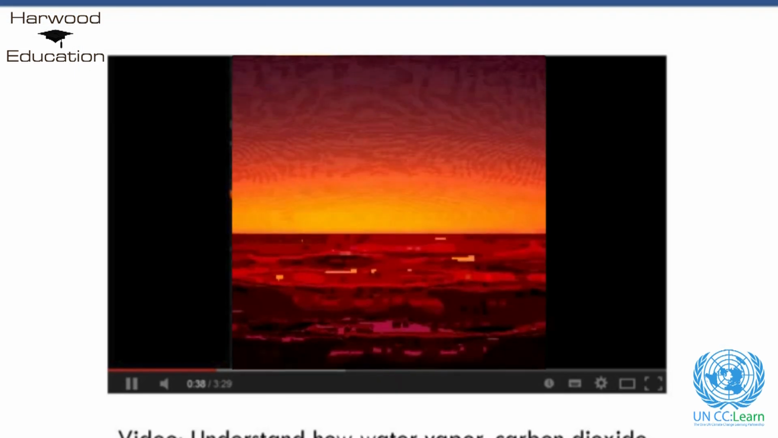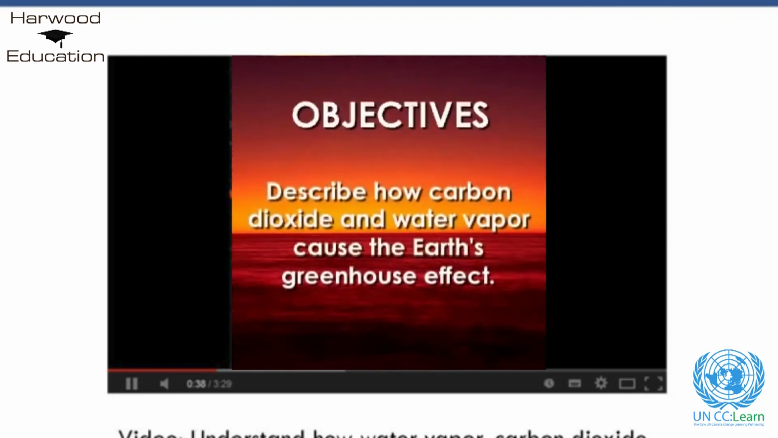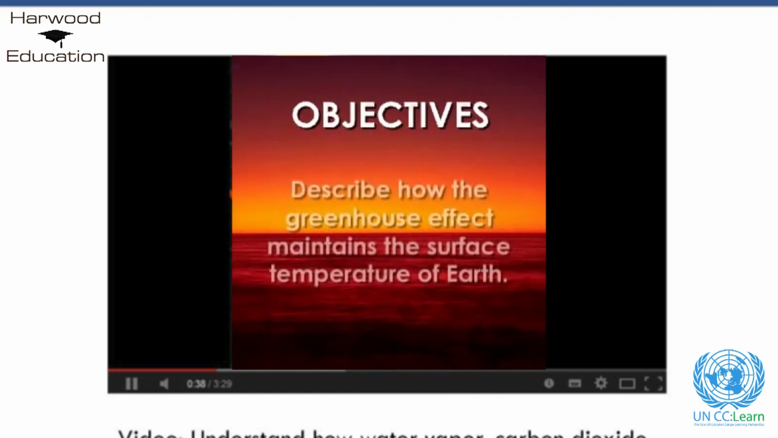Earth's greenhouse effect greatly affects climate. See if you can describe how carbon dioxide and water vapor cause the Earth's greenhouse effect. Also, see if you can describe how the greenhouse effect maintains the surface temperature of Earth.